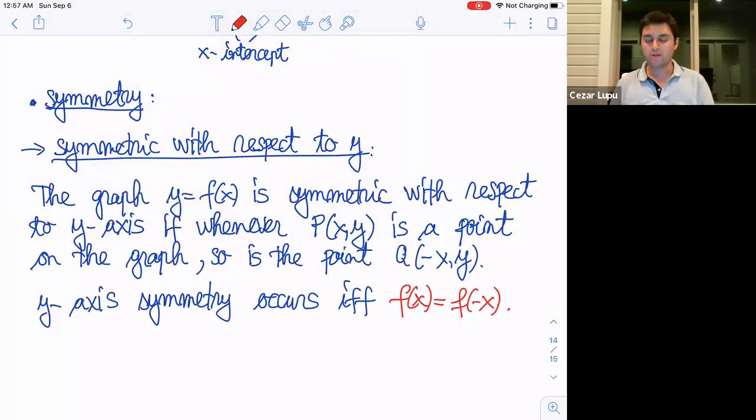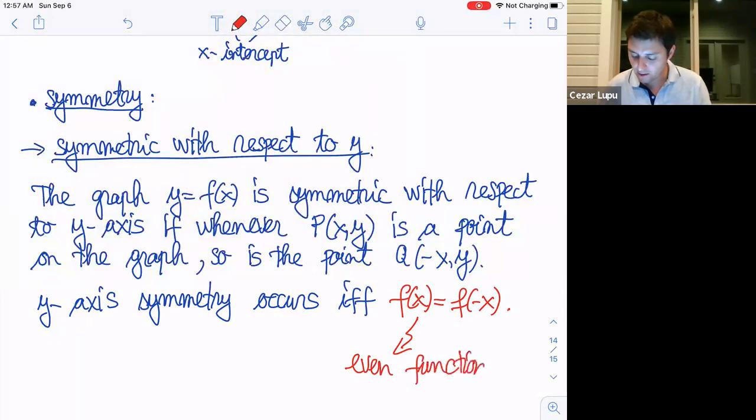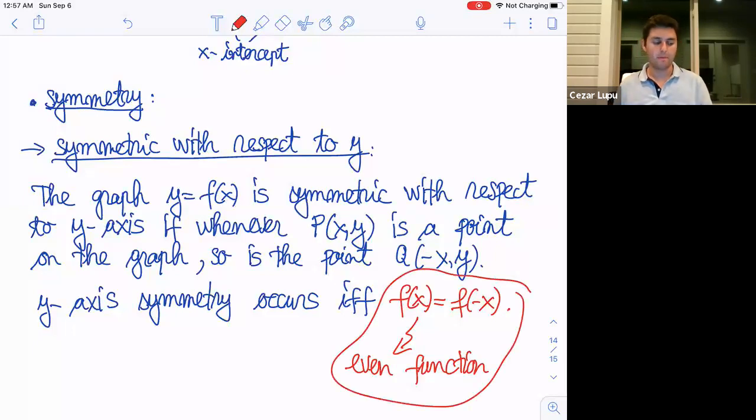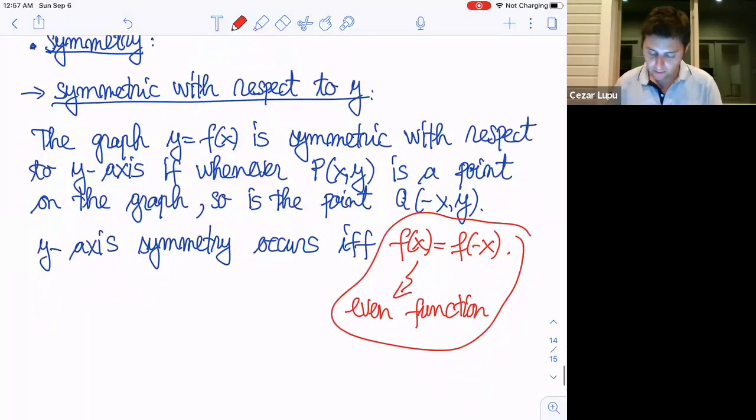Such a function is called an even function. If a function satisfies this property here, then we say that this is an even function. So this is the symmetry with respect to y, and now let's see what it means to be symmetric with respect to the origin.